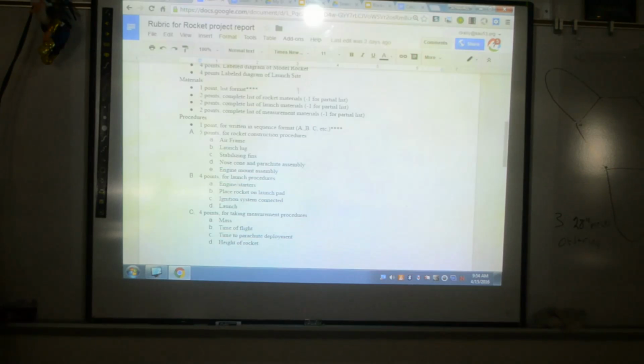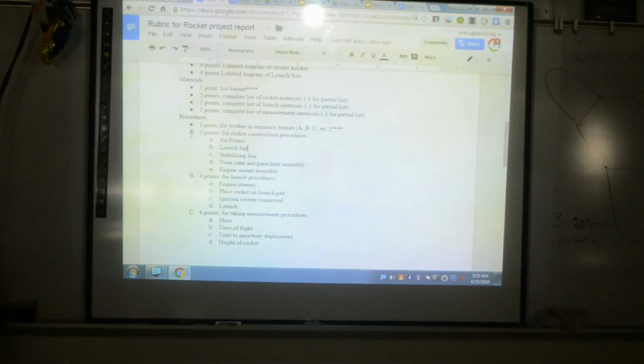The last step that we're going to work on today is the procedures. So we're going to have a subtitle, procedures. And in this case here, procedures are written in sequential format. So in other words, you have an A, B, C, D. Okay, it's not a paragraph. It is not the directions from the booklet just recopied.